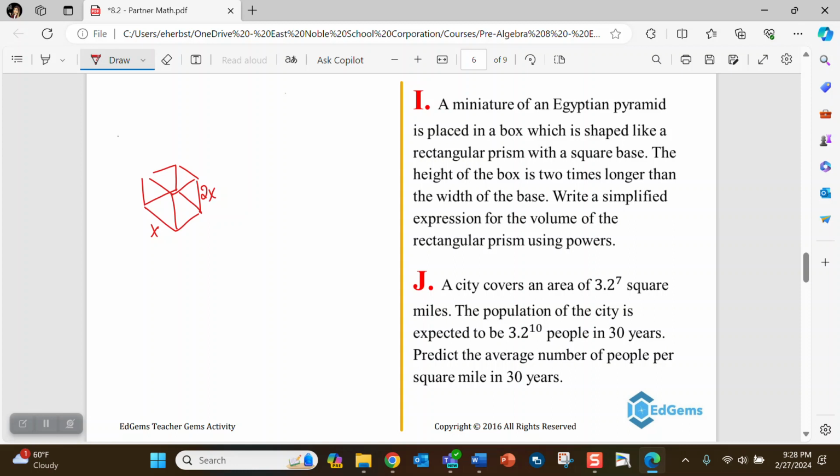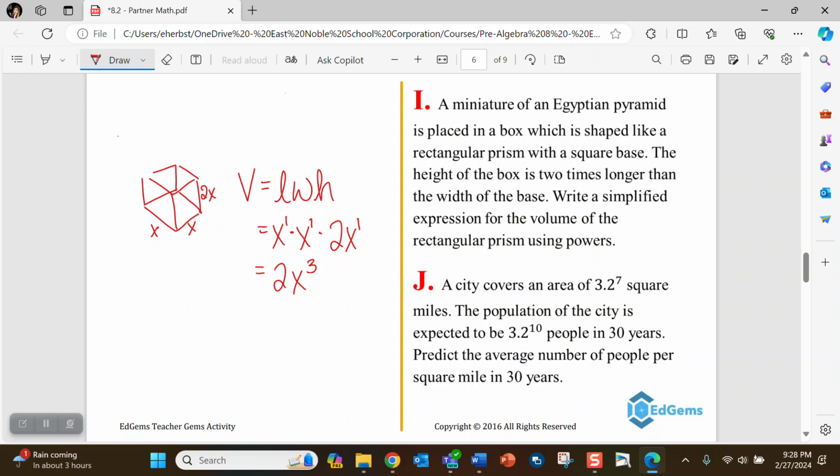Volume is length times width times height of a rectangular prism. And so length and width will be that square base, so that's going to be x, and then this is also x, so x times x, and then the height is 2x. So here we have an expression where we have actually 3 of the same variables. We're still just going to add all the exponents together. Remember, all of these x's have an exponent of 1, so we get 2x to the third.